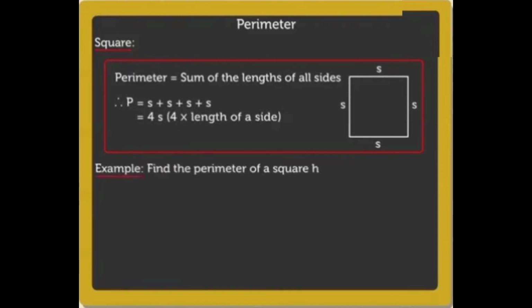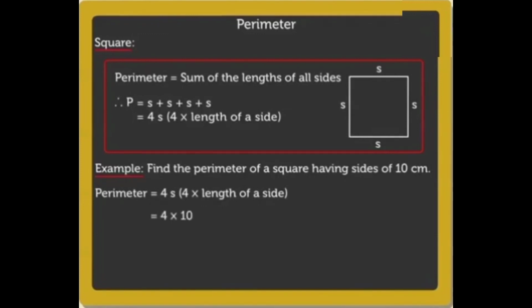For example, find the perimeter of a square having sides of 10 cm. Perimeter is equal to 4 into length of a side, which is equal to 4 into 10, which is equal to 40 cm. Thus, perimeter of the square is equal to 40 cm.